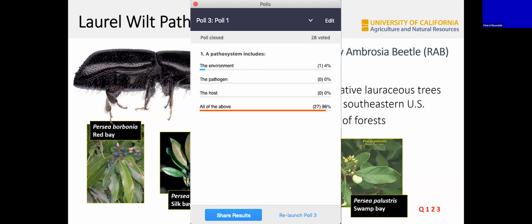Okay, and you should be able to see the results screen now. Great, so most people seem to have answered that correctly. There's also somebody who decided that the environment was the main thing. That's not 100% wrong. The environment contains everything. But yes, the correct answer there was all of the above.